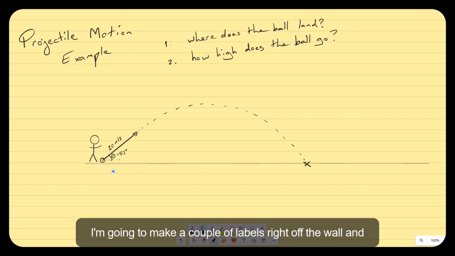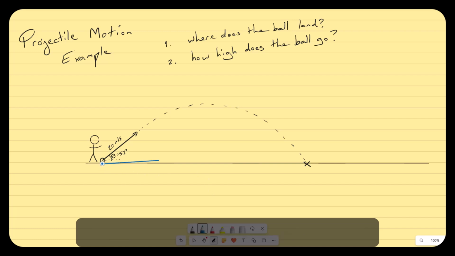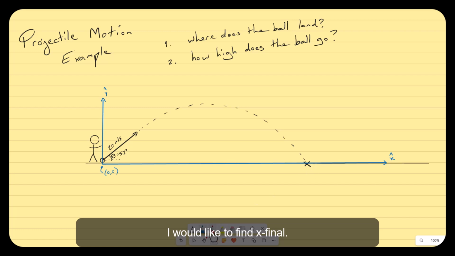I'm going to make a couple of labels right off the beginning. I'm going to call that my x-axis, and this is my y-axis. So I would like to find, that means right here is the origin, I would like to find x final. That is, where does the ball land?